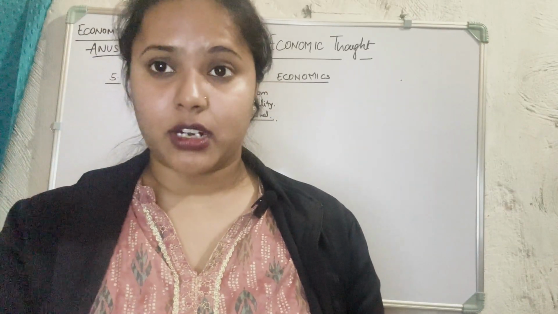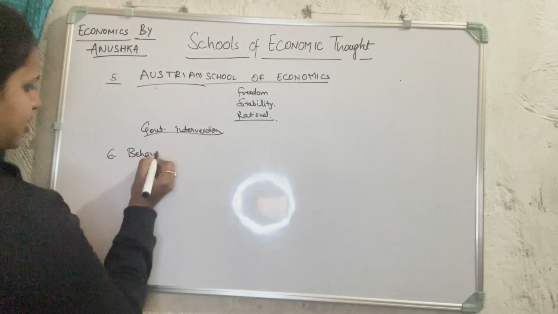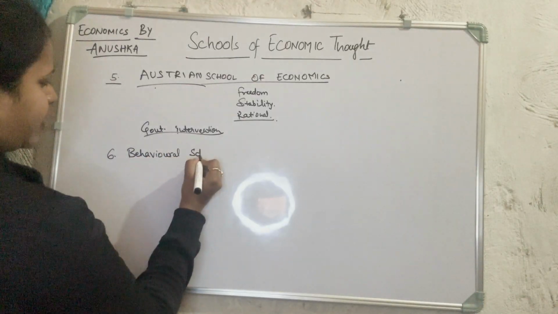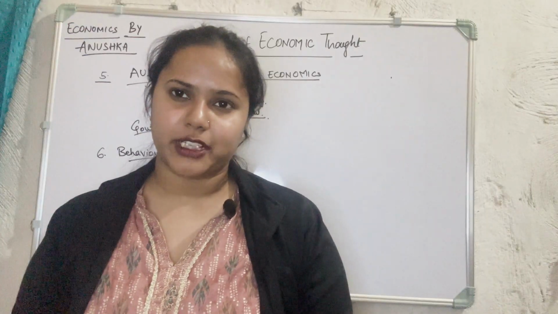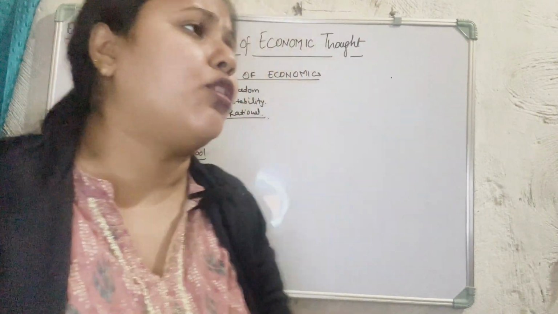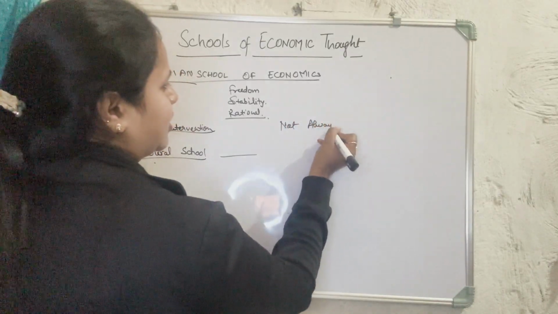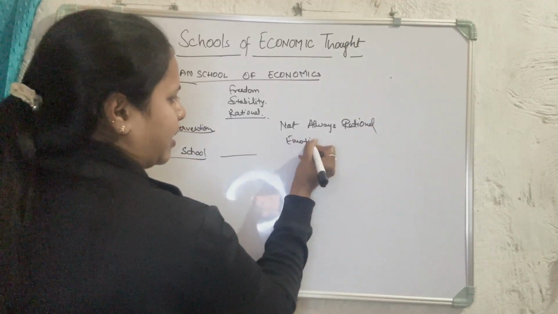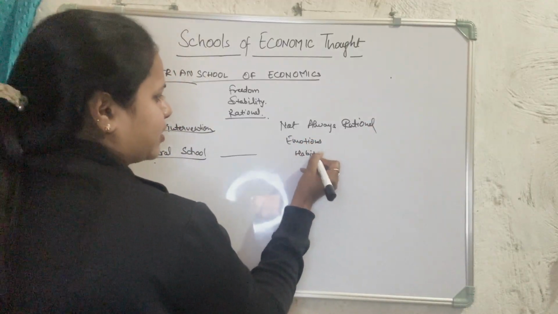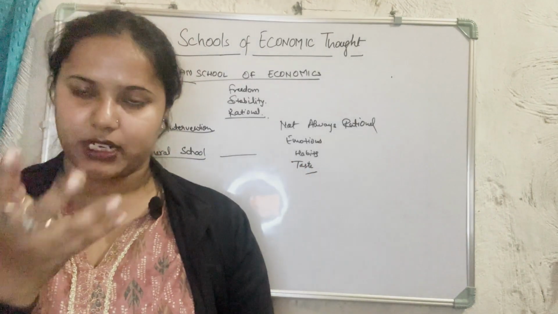So the next school of thought which we will study is the behavioral school of economic thought. The behavioral school of economic thought basically says that people are not always rational, and emotions, habits, and taste come in their way of deciding what they want and what they don't want.